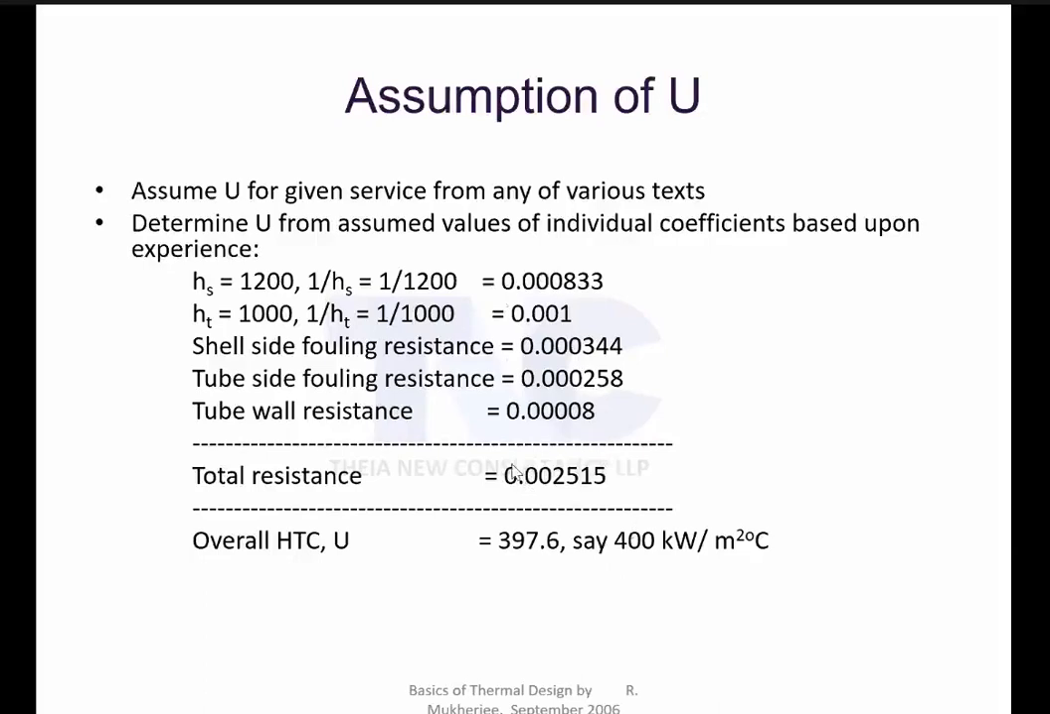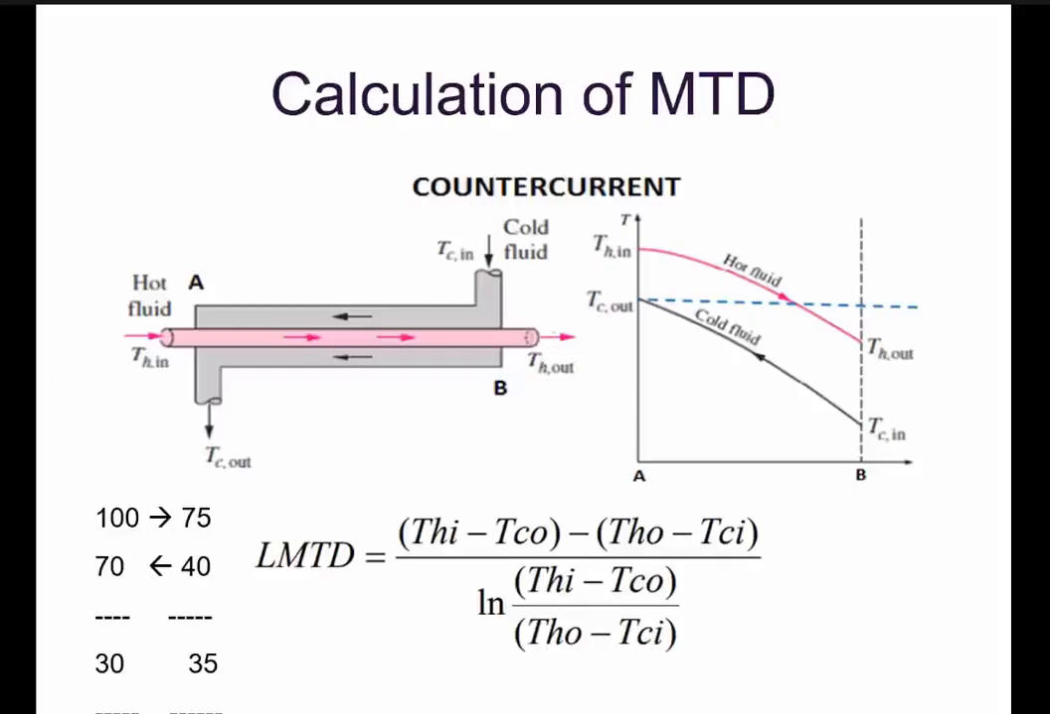So 1 by 0.002515 is nothing but 397. So you can take roughly around 400, and you can size it.